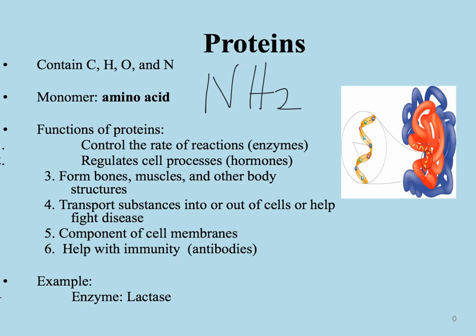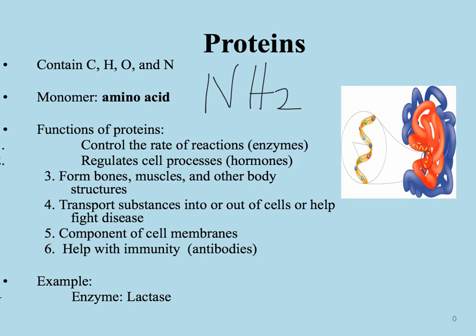The second is that it regulates cell processes. So when you eat, your body is going to start to produce enzymes like salivary amylase. As soon as you put food in your mouth, amylase is going to start to break down the food that's there. Hormones too: when you eat, insulin is going to be there to help regulate your blood sugar. Protein is also a major component, obviously, of your bones, muscles, and other structures.